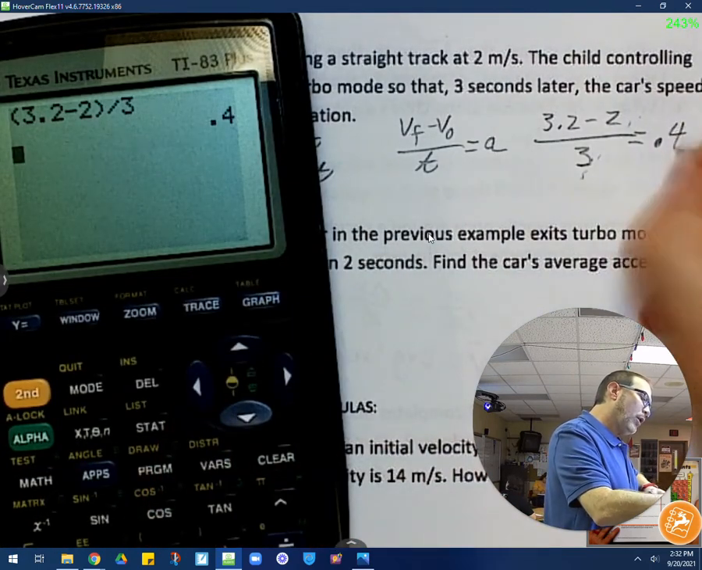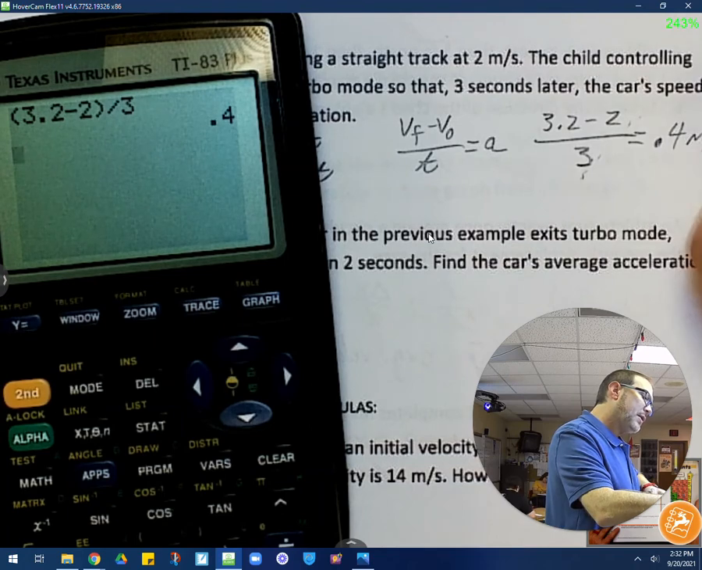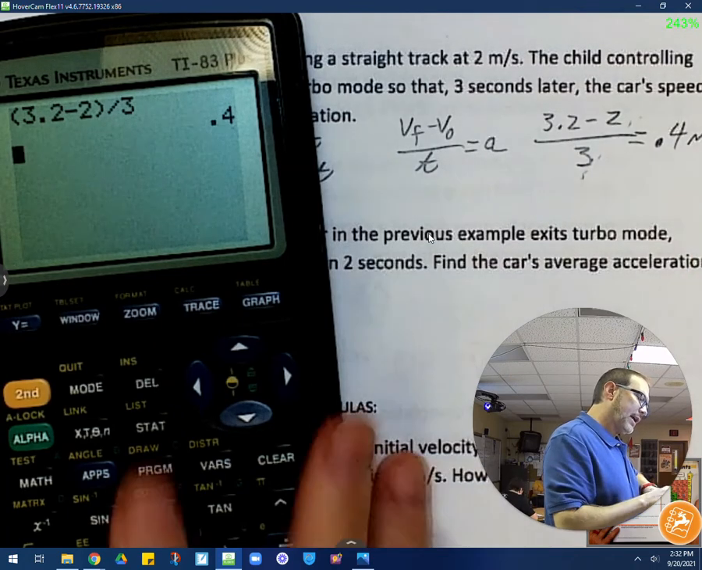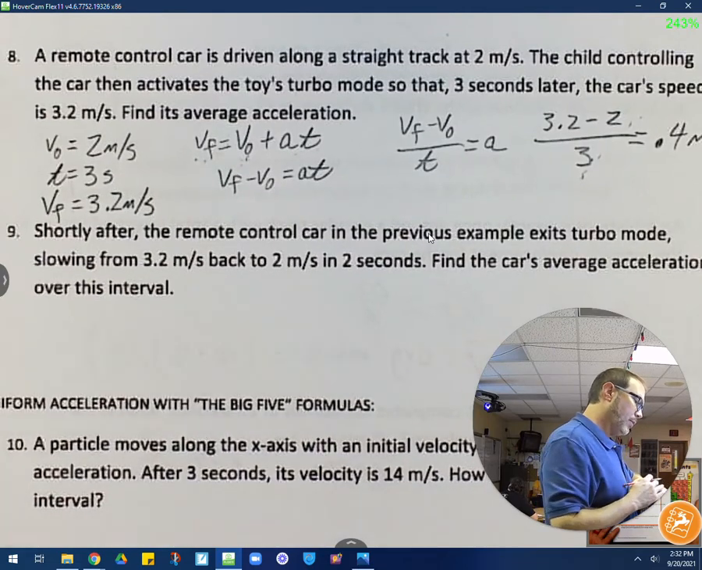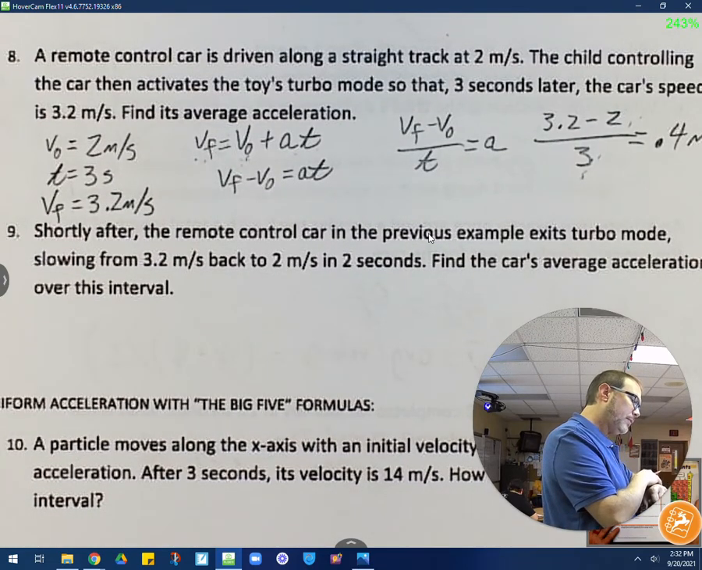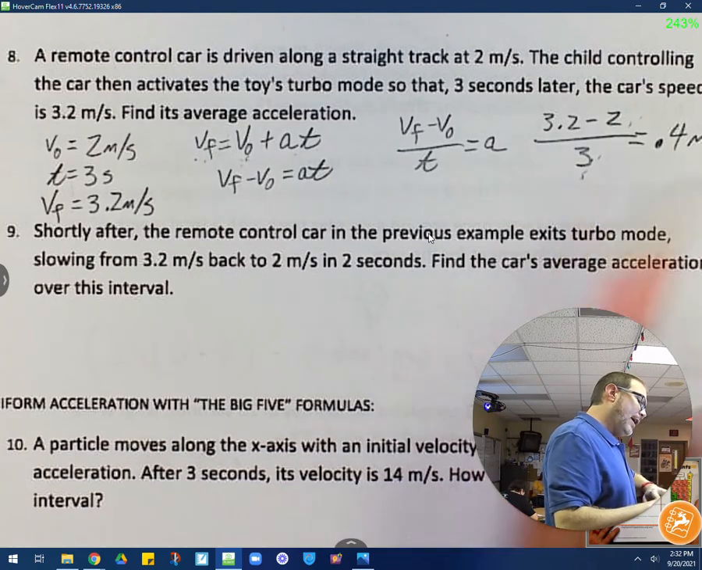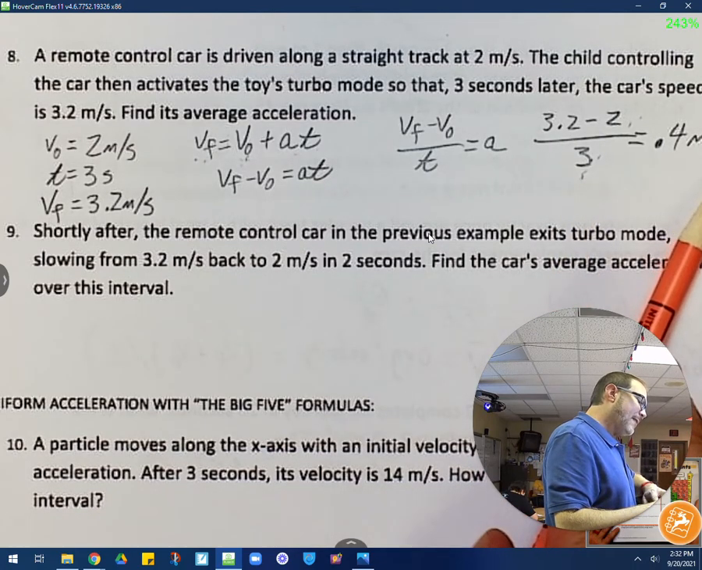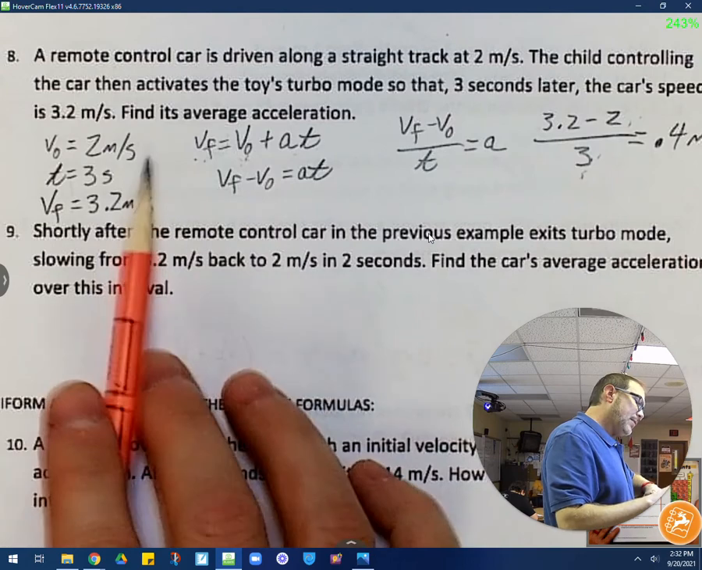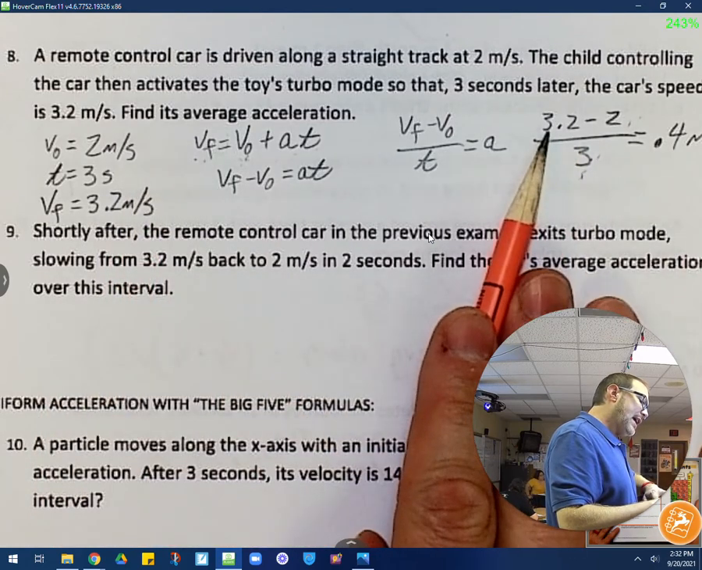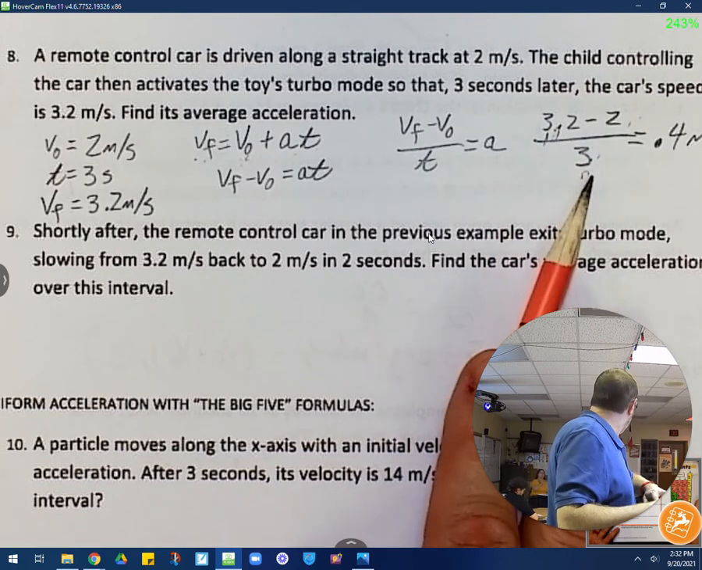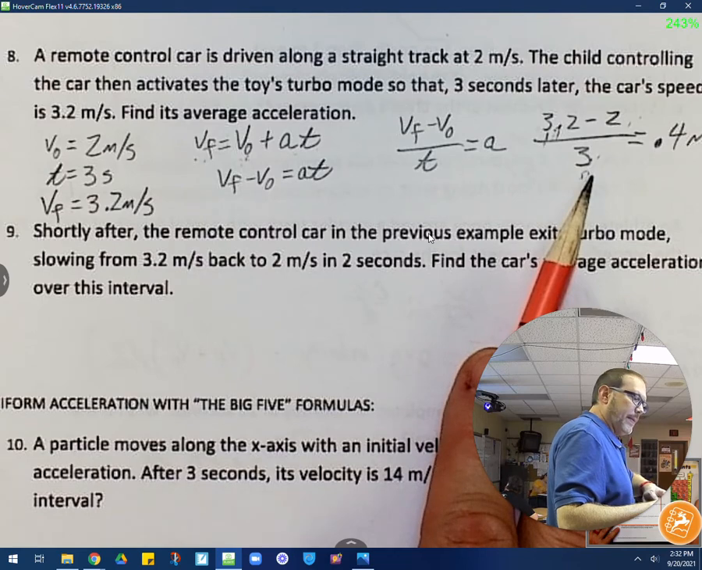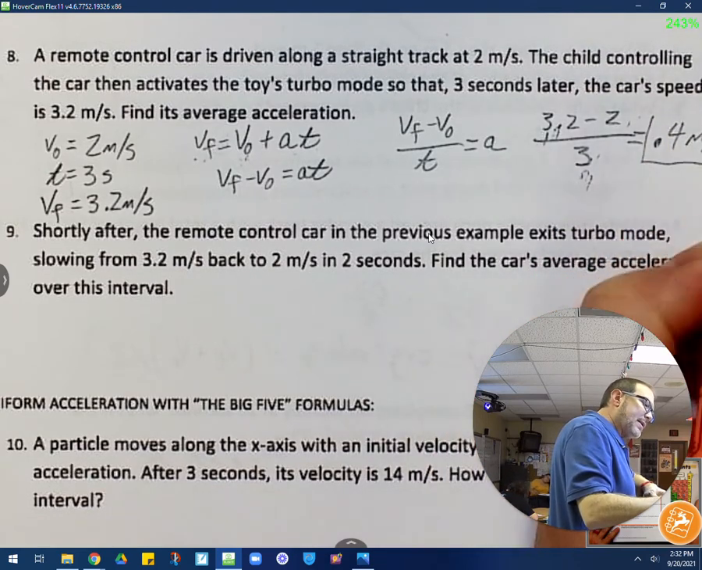So I'm going to have 0.4 meters per second squared. That meters per second squared comes from the fact that I've got meters per second being divided by seconds. Okay, and that's my answer.